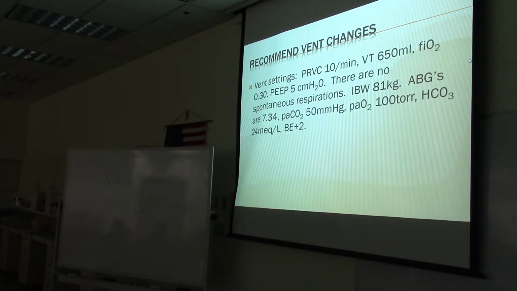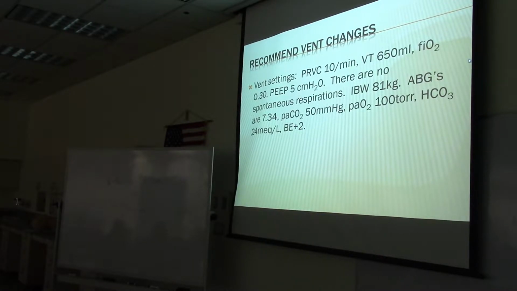So we start off with ventilator settings of the PRVC mode with a rate of 10 per minute. Tidal volume is 650 ml. FiO2 0.3 and the PEEP is 5. There are no spontaneous respirations. The ideal body weight is 81 kilograms. It's a big person.